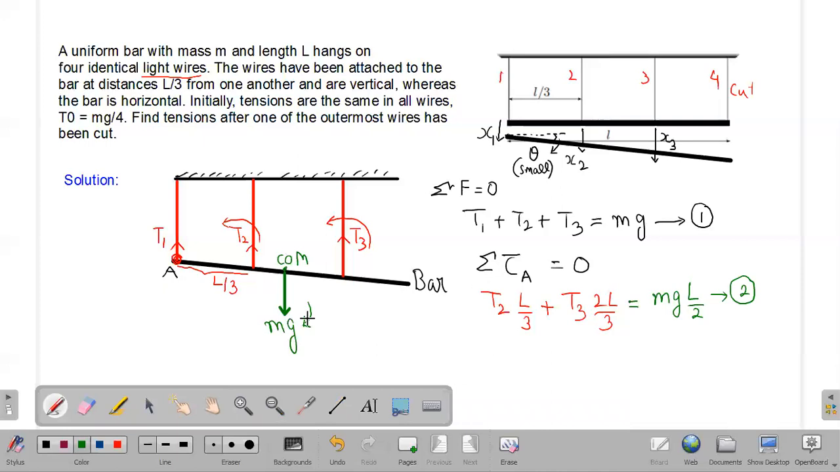And now for the third equation, we are going to use the concept of elasticity. That is, the restoring force according to Hooke's law is proportional to the extension in the wires. So we are going to use Hooke's law. If I follow Hooke's law, then I can write that the force T1 developed in wire 1 is a consequence of the extension X1 in that wire.